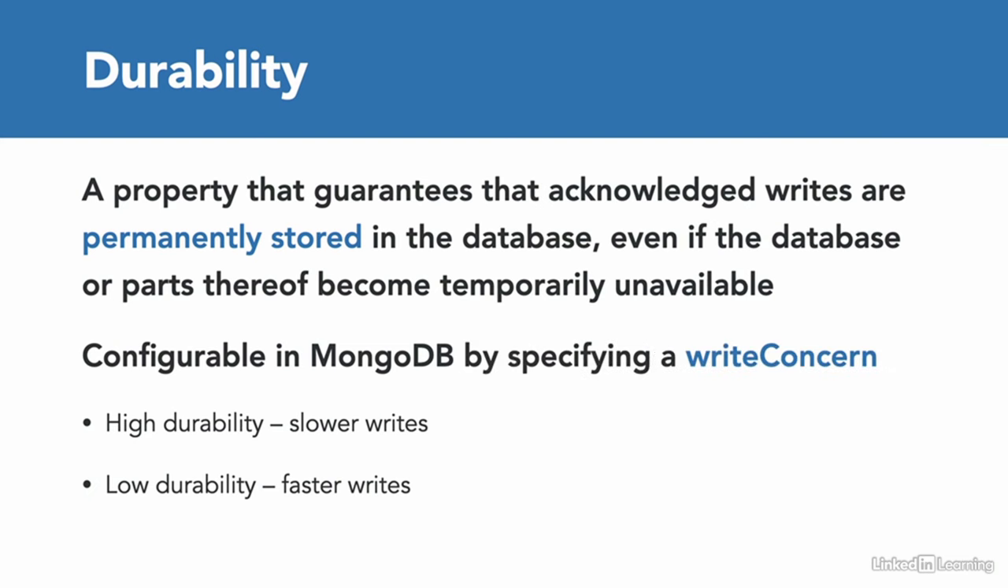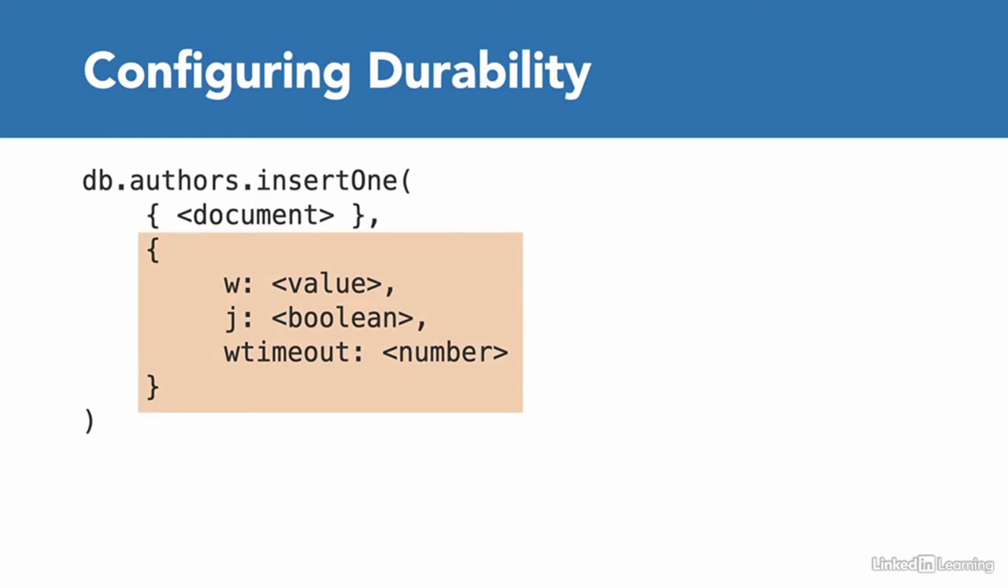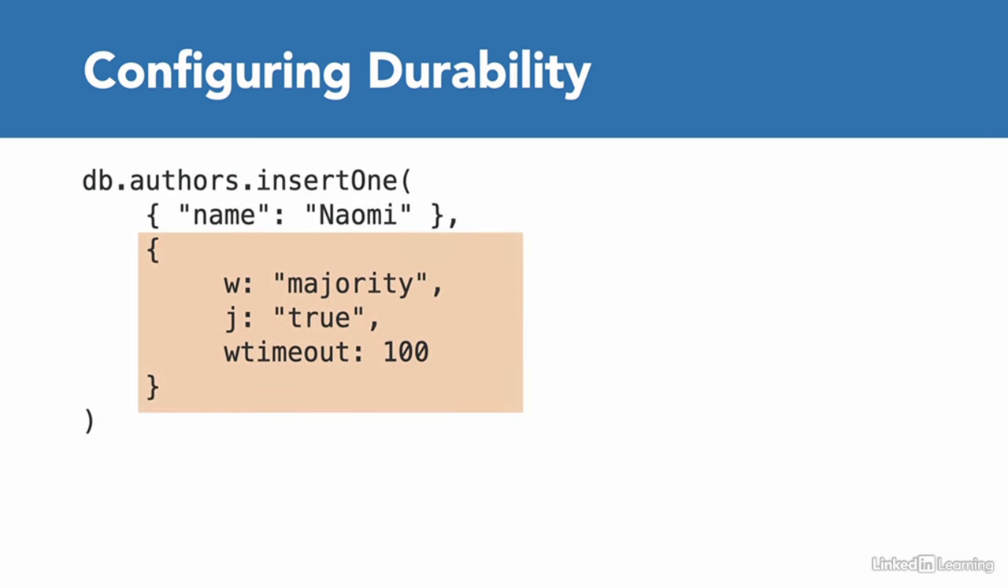The way you configure durability in MongoDB is by specifying a write concern. The write concern defines what MongoDB needs to do before a write is considered successful. You can specify the write concern as the second argument in the insertOne or the insertMany command. Let's look at an example. Here, we are inserting a small document with just a name. That's the second argument that we're interested in. The second argument consists of a document with three key value pairs.